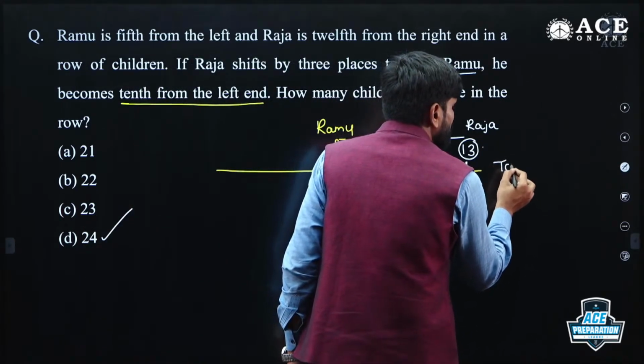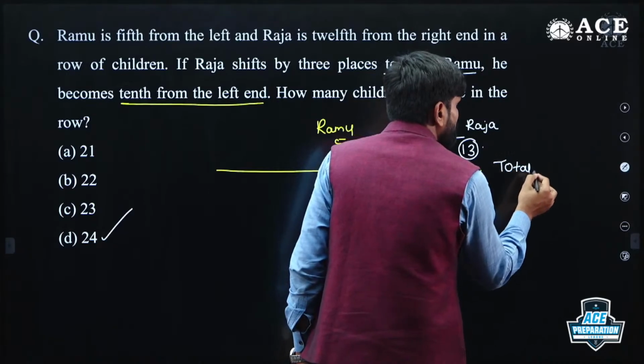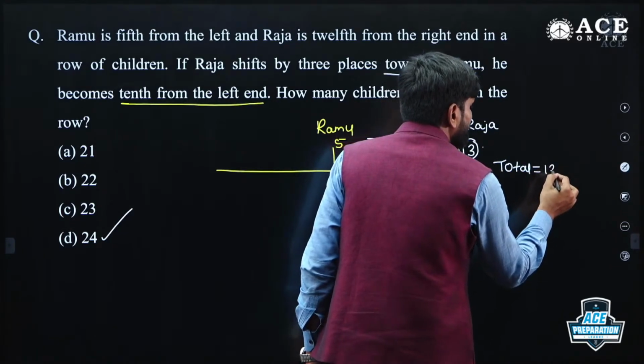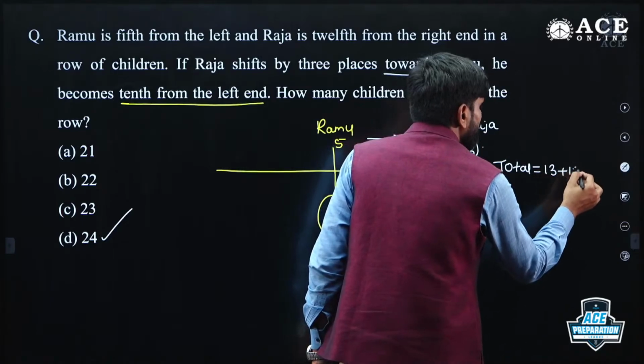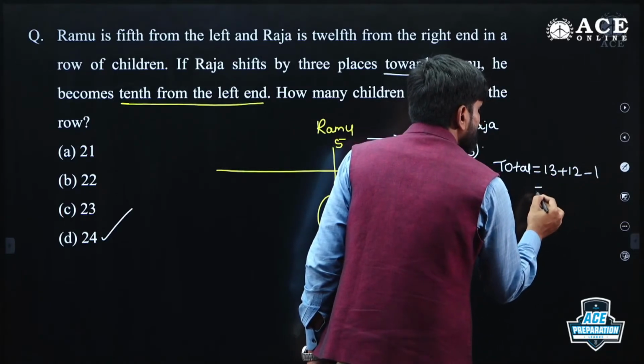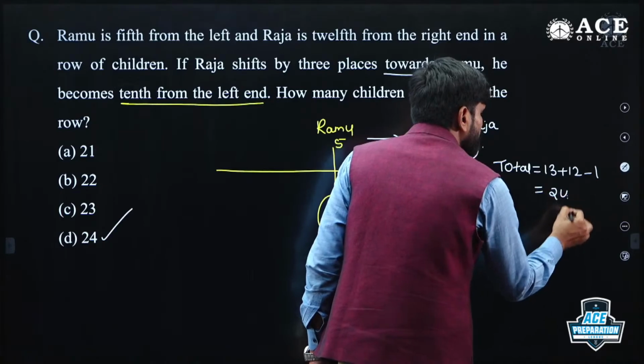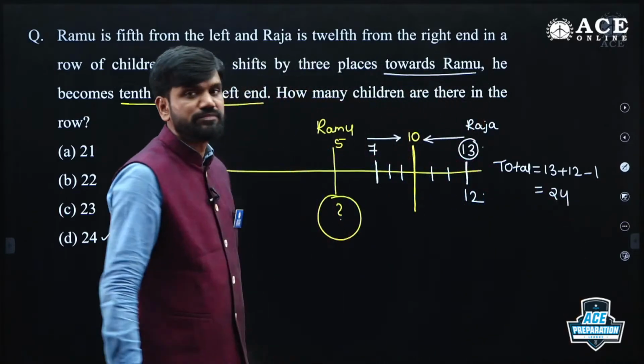So total is equal to the position of the same candidate from left as well as right, minus 1, that is adding up to 24. Right? Is that clear?